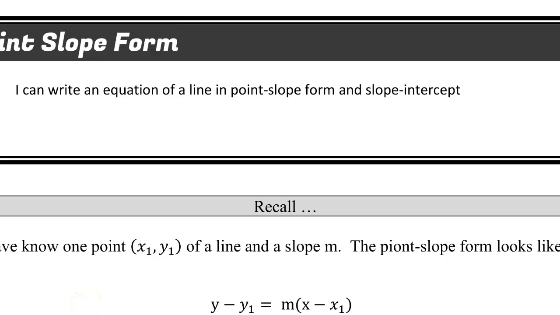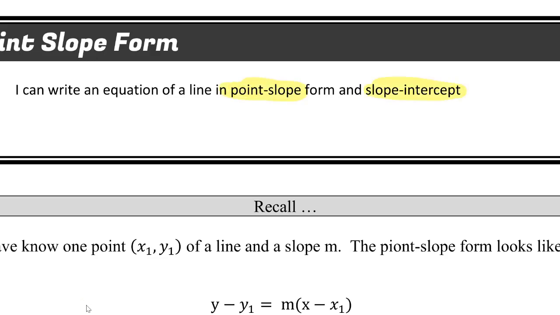All right. You can take out your 5.2 notes, 5.2a notes. We're going to look at point slope form here. And the learning target for this section is I can write an equation of a line in point slope form. So that's what we're going to talk about quick: what is point slope form?